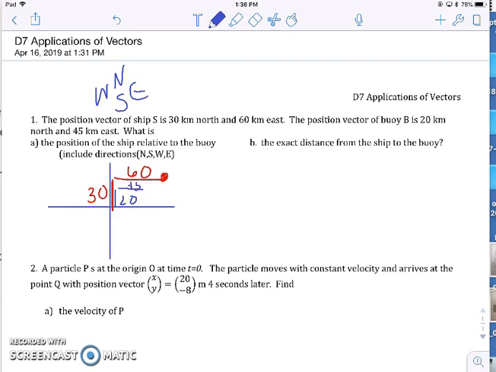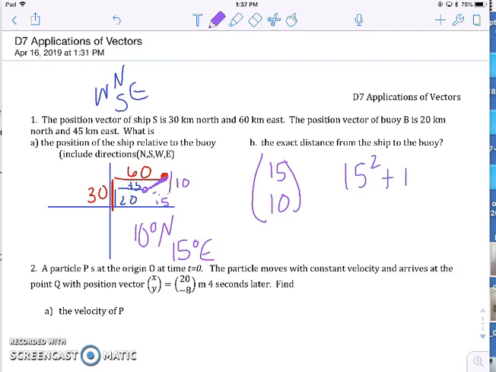So it's asking us what is the position of the ship relative to the buoy. So how far away are these? Well, let's see, 60 and 45, so we've got to go over 15 and 10 north. So it's 10 kilometers north and 15 kilometers east. What is the exact position from the ship to the buoy? Well, we know in vector form, we write the x on top, so 15 and 10. So we'd have to do 15 squared plus 10 squared, and then take the square root of it. And you would need a calculator for that.